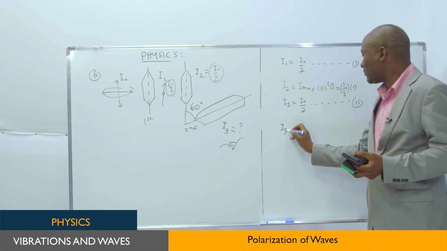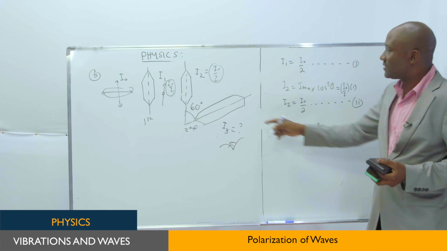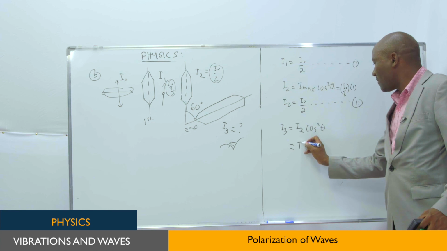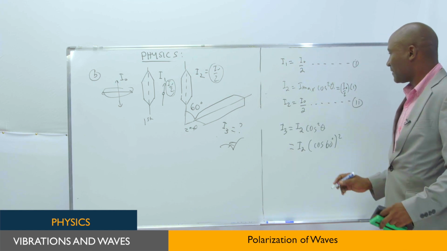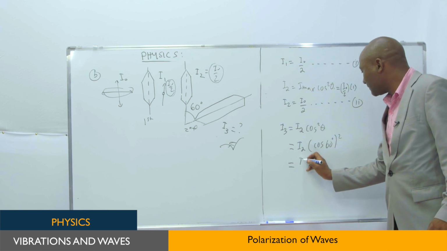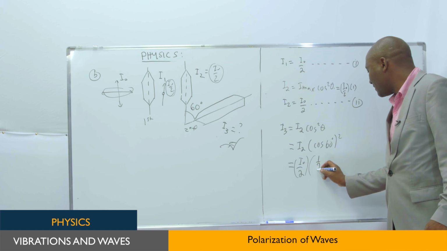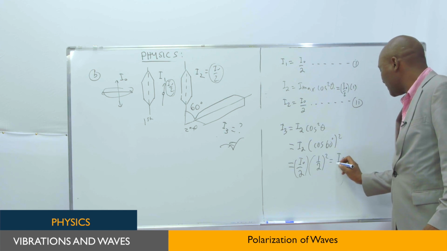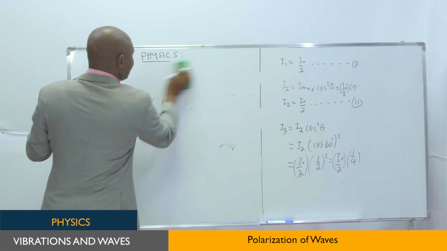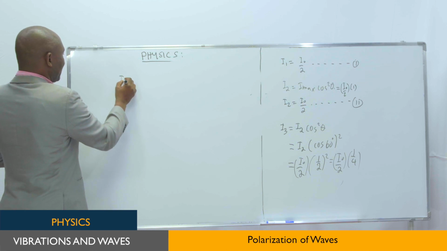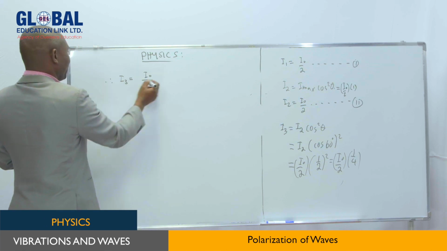Now our I3, that's where you can have changes. It will be I maximum, which is I2, times cosine squared of the angle between the two axes, which is 60. So I3 equals I2 cos squared 60. We know I2 is given from here, it's I0 over 2. And cos 60 is a half. Check your calculator. Squared, this will be 1 over 4. And the final answer here, I3 equals I0 over 8. That's the final answer.